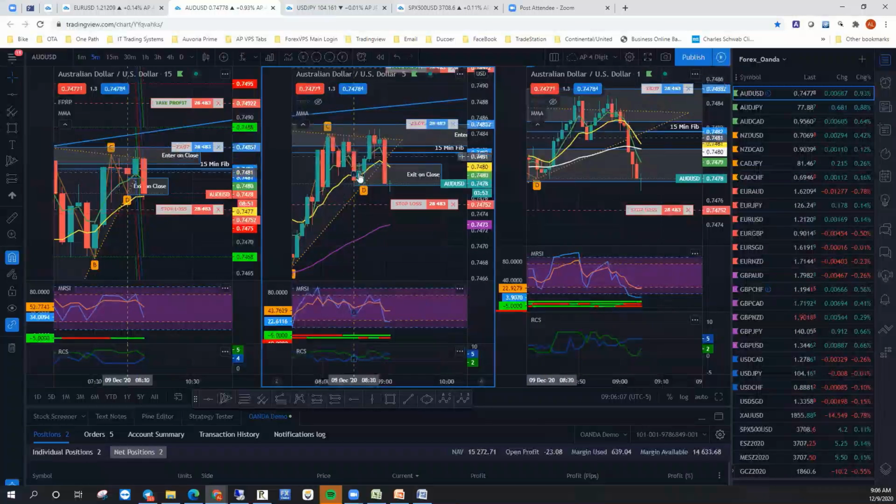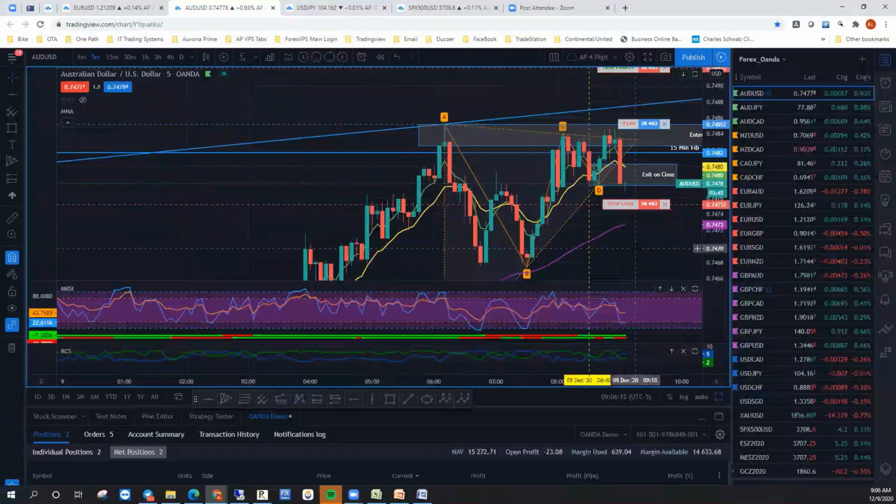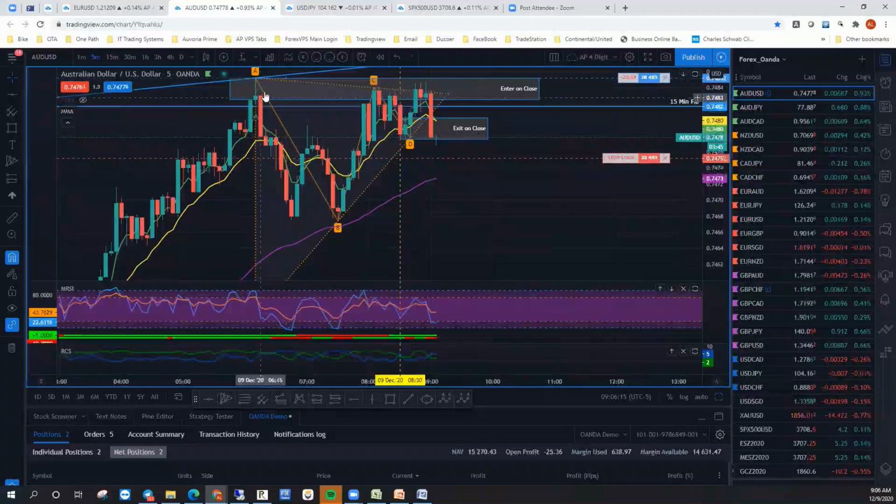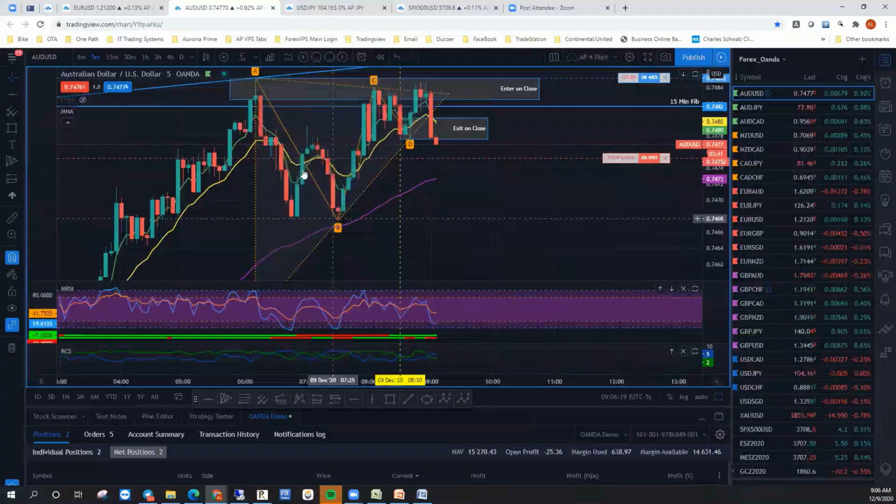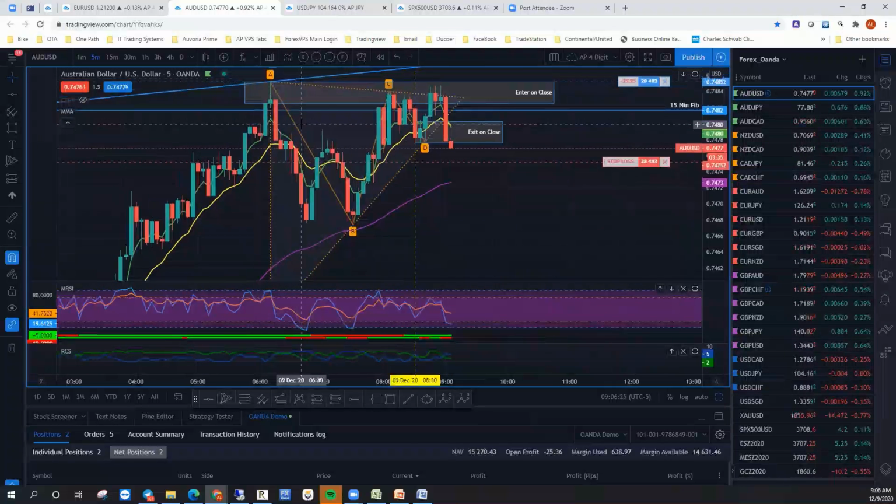Strong move up. And actually, you can see there's a little M forming here, if you look at this 5-minute chart. As we drew our wedge, here's the first leg of the M. Let me change the perspective here.